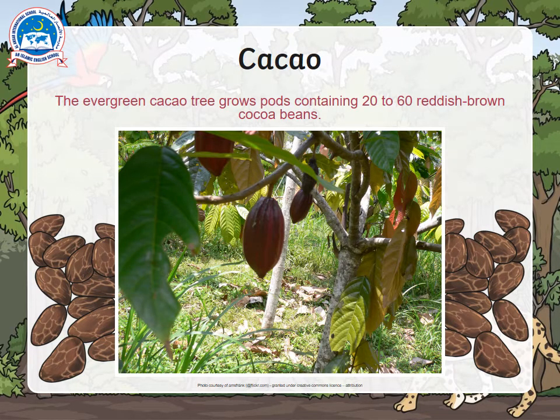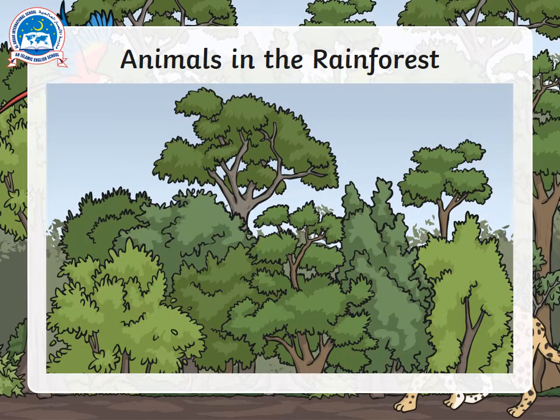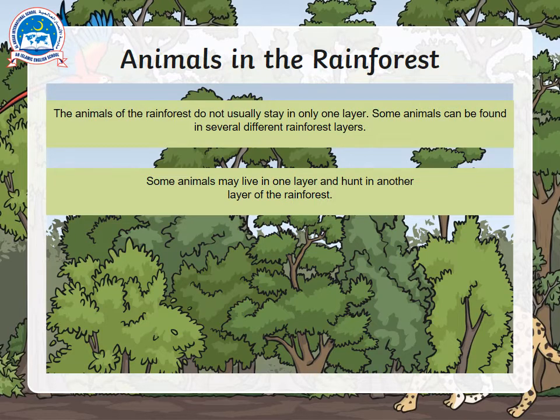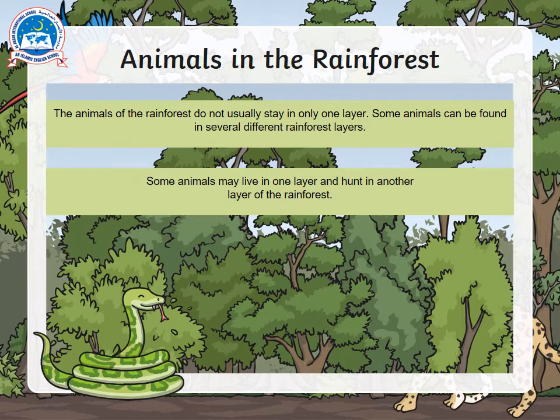Then on the list we have here cacao trees. They grow containing 20 or 60 reddish brown cacao beans in each pod that are used to make chocolates, and are also native to the rainforest habitat. Let's move on to animals in the rainforest. Animals live in different layers. The rainforest has around 4 layers. Let's start talking about some animals living in one layer and hunting another animal living in the other layer of the rainforest.